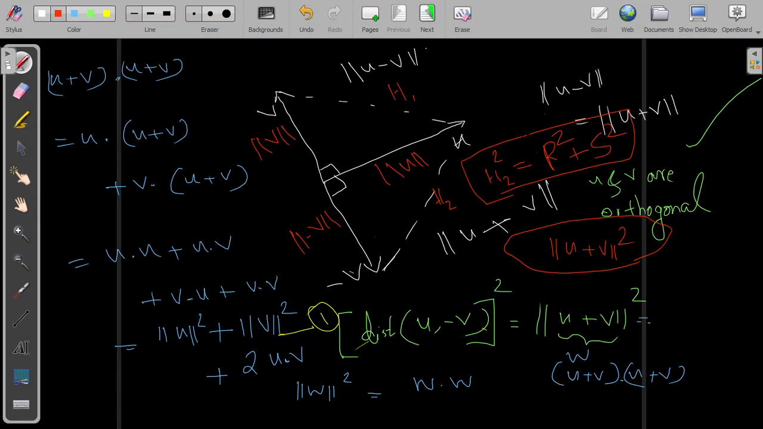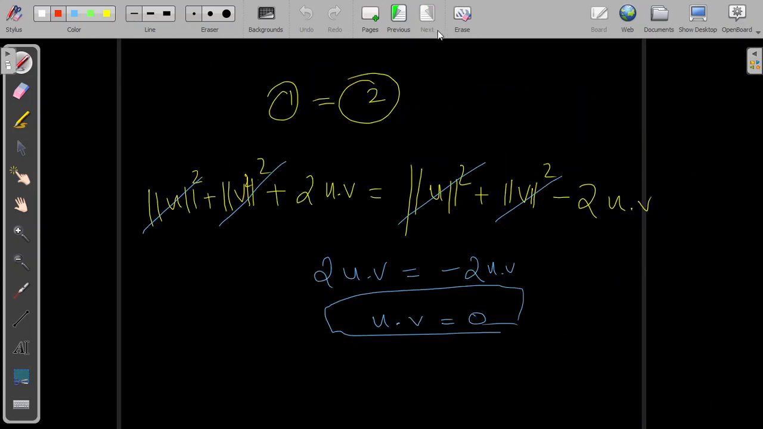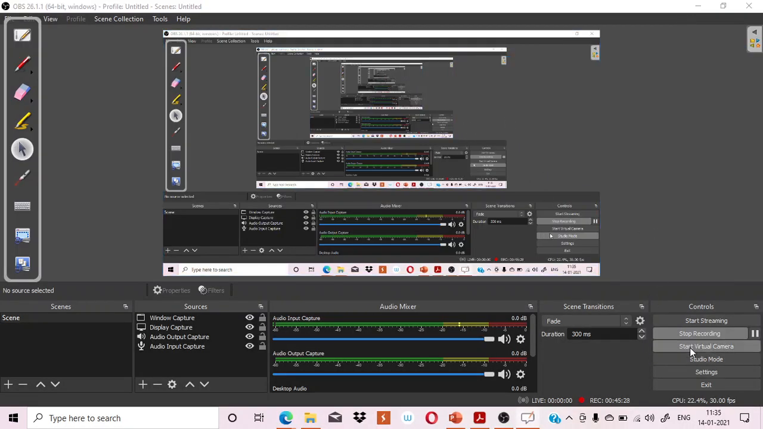So this Pythagoras theorem can be proved using the inner product. This Pythagoras theorem can be applied to any vectors, not only in R2 and R3 but also in any space Rn. Okay. So that is our conclusion.